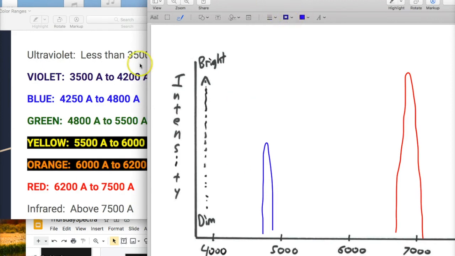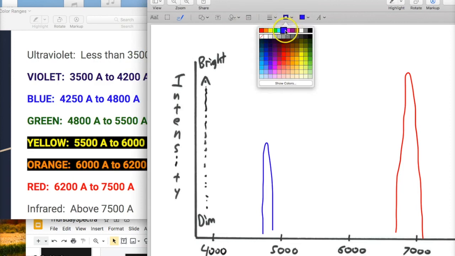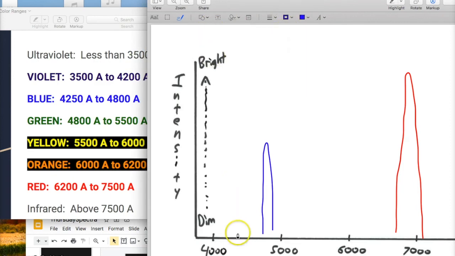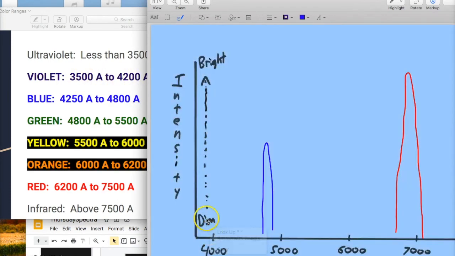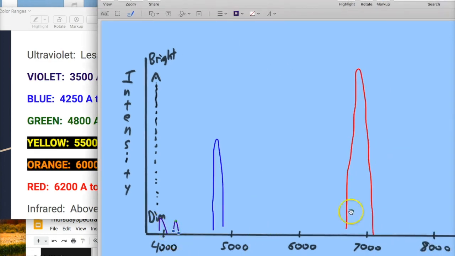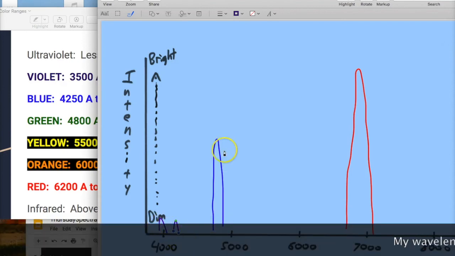very faint purple lines. So I'll change this to purple for mine. And for very faint, purple's way down here between 3,500 and 4,200. So just right around here. I didn't really want that either. Let's try that again. Two faint purple lines. And you know what? That's a pretty good hydrogen spectrum right there. Two faint purple lines, a medium blue line, and a bright red line.